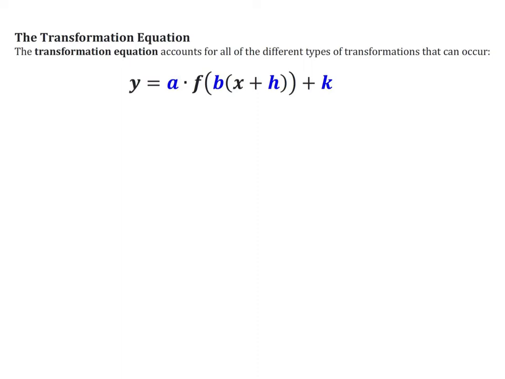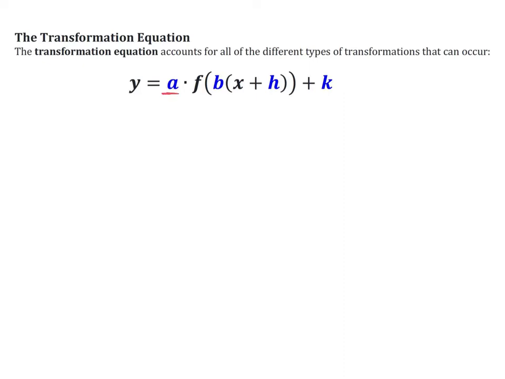So this is the big transformation equation. I'll probably refer to the letters A, B, H, and K throughout the year. So what do these letters stand for? Well, I just want to summarize, and there's a chart right below this in your notes that you can also refer to, but I'm going to go ahead and summarize it here as well.